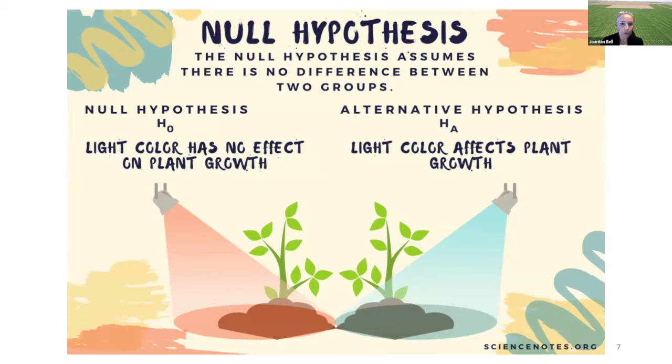This is just a visual for the null hypothesis. As I mentioned in the previous slide, the null hypothesis assumes there is no difference between two groups. So, for example, in this example, they have light color has no effect on plant growth. The alternative hypothesis is that light color affects plant growth. So very simple when we think about the hypothesis statement as well.